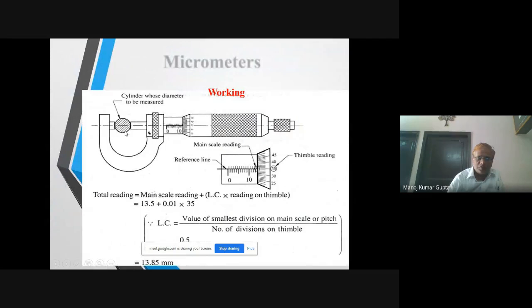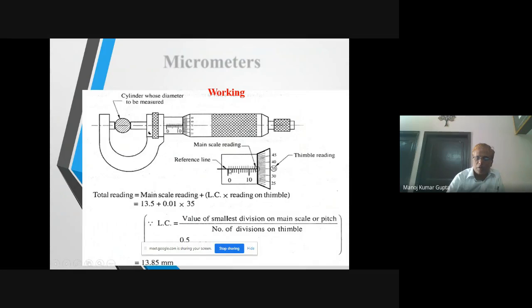And suppose this is a circular object whose diameter is to be measured. So we will take, this is the reference line. On the above side it is the main scale reading, and this is the vernier scale reading, and this is the reference line. We will take the main scale reading, and we will take the auxiliary scale reading. So the total reading, what is the measurement from the micrometer? It will be equal to main scale reading plus least count multiplied by reading on the thimble.